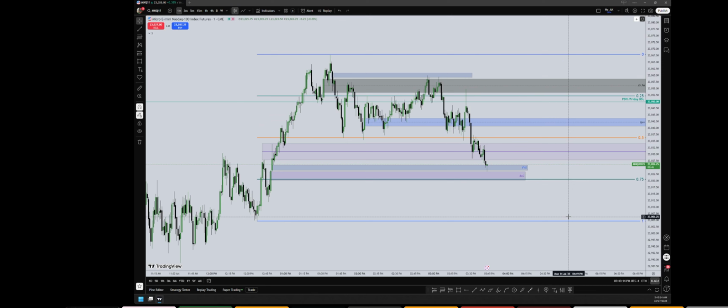Fair value gap, inversion fair value gap, breaker block. That's it. This is what you need. You don't need anything else. We don't even need the breaker block. Just stick to the fair value gap, the inversion fair value gap. That is more than enough. Buy side, sell side liquidity is what you're looking at.